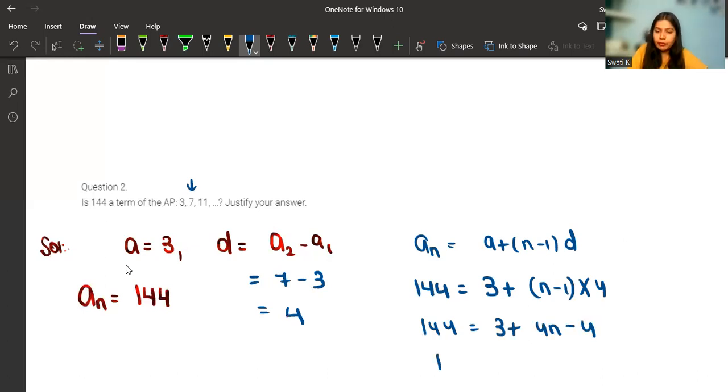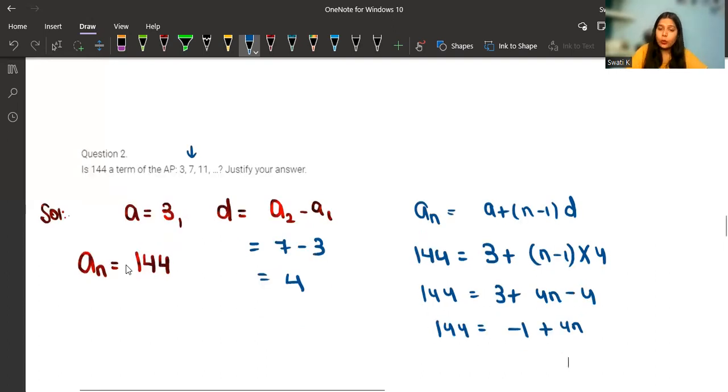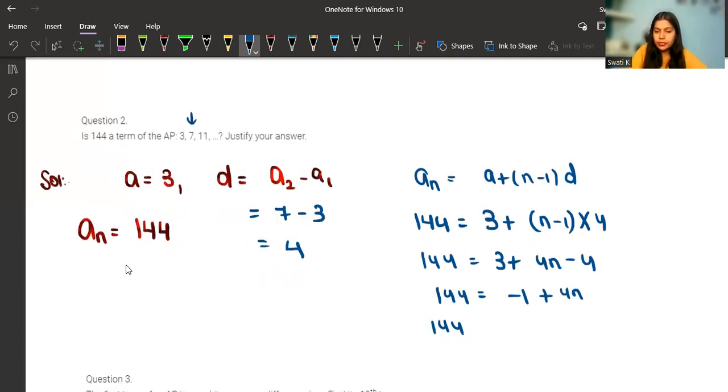Now this will become 144 equals 3 minus 4, which is minus 1, plus 4n. Of course, you'll shift this to this side. So 144 plus 1 equals 4n, and we are getting 4n equals 145. Now, clearly, n is a fraction, which is not possible.